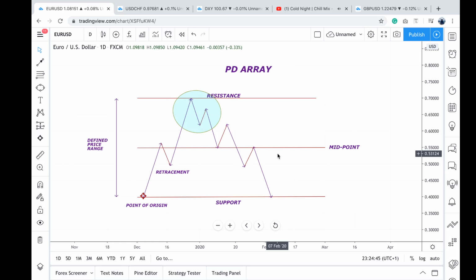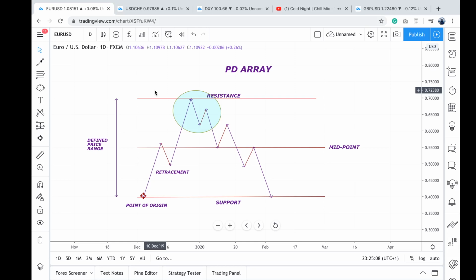So now let's go to the real deal. Let's go to the institutional aspect. Because everything I just showed you is the way retail traders view the marketplace. When they come into the marketplace, they view this as support, a retracement back to the support level, resistance, all the way back to the midpoint of the range and all that.